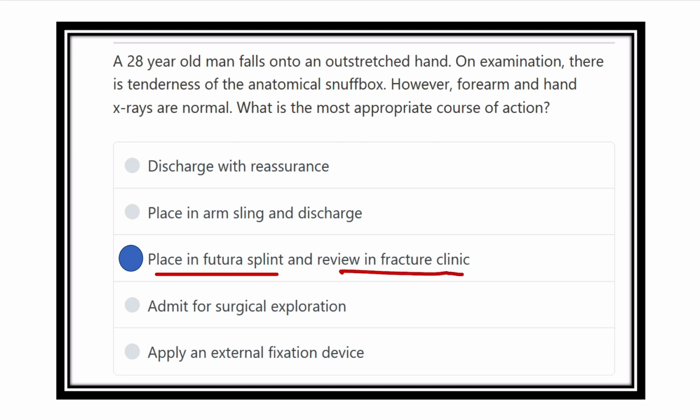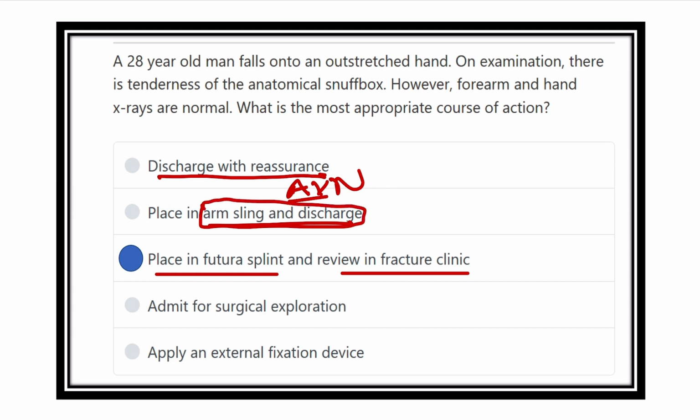We should not discharge with only reassurance, because of the chance of developing avascular necrosis, that means AVN. As for an arm sling and discharge, when giving an arm sling there is resting of the hand, but not resting of the scaphoid region, especially the wrist joint.